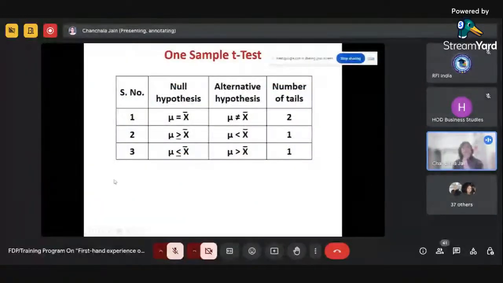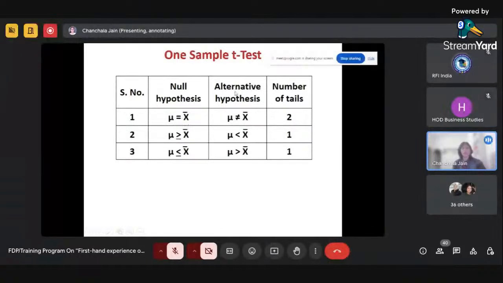Now, how you can formulate your hypothesis. This is the symbolic way of showing the hypothesis of your test. The first one is saying mu is equal to x bar. Mu is your population mean. X bar is your sample mean. We are comparing population and sample mean. So we are saying mu is equal to x bar.